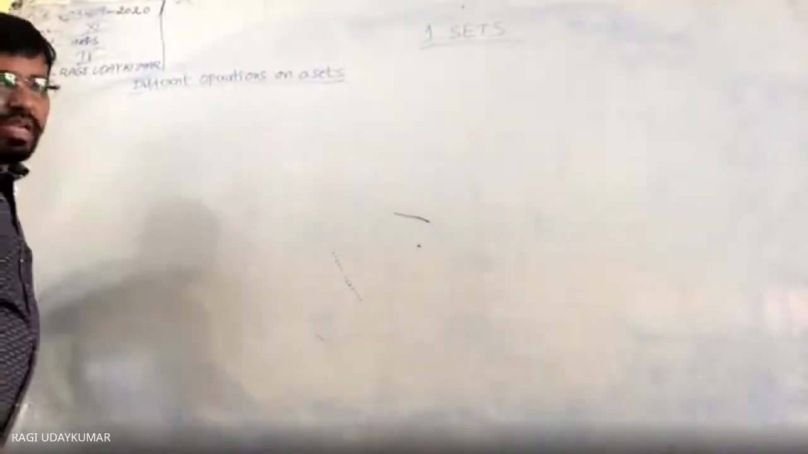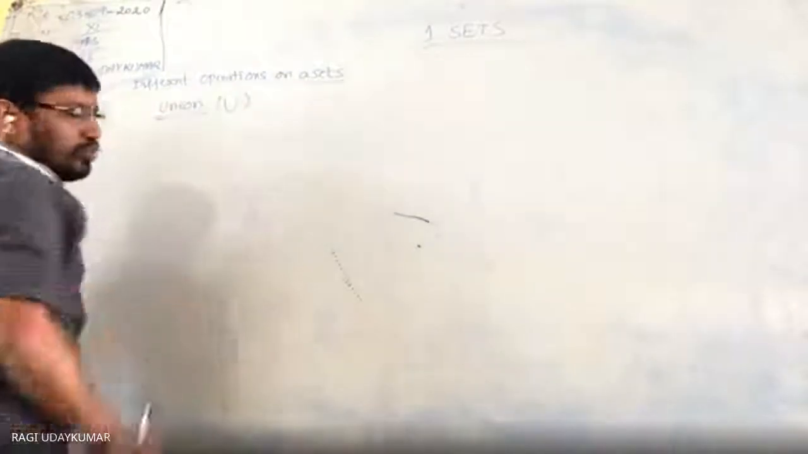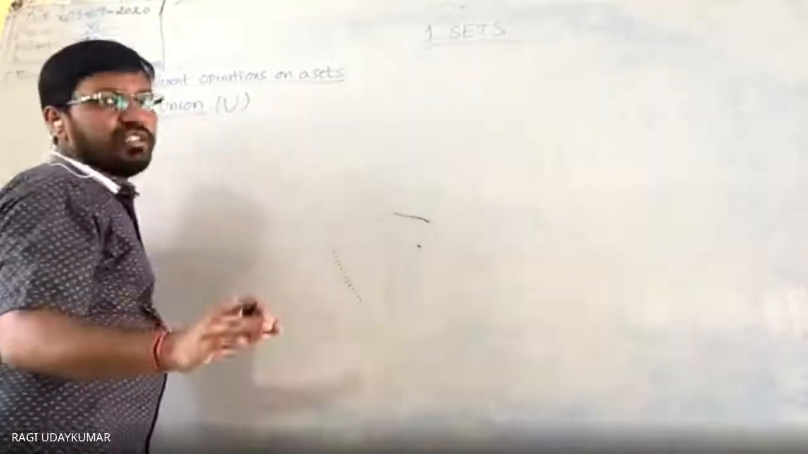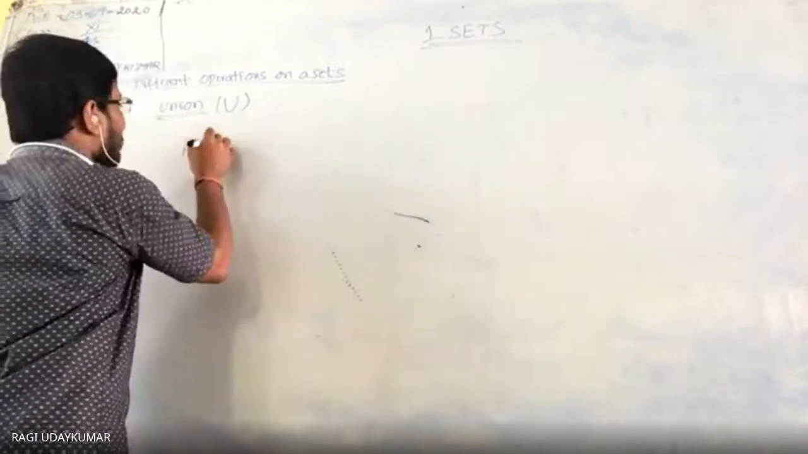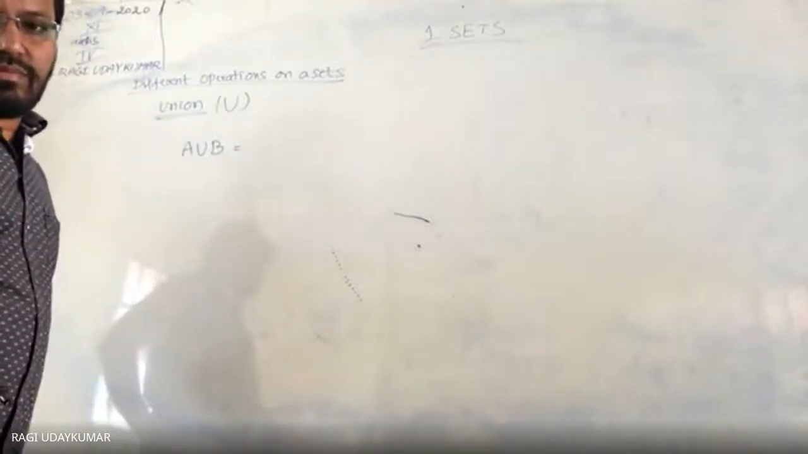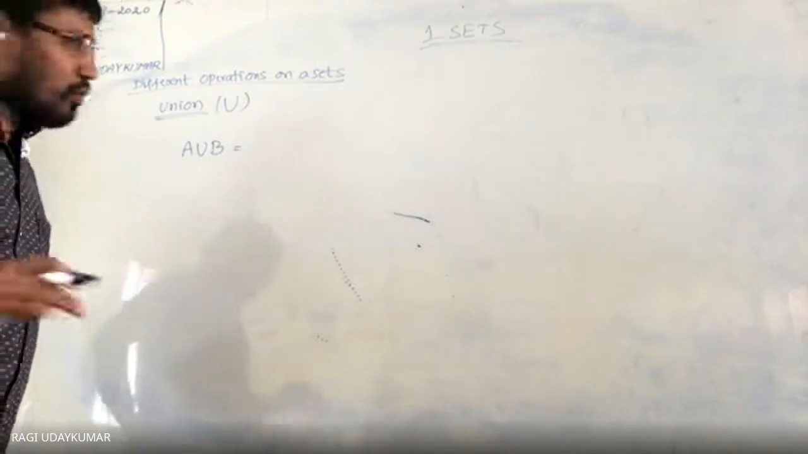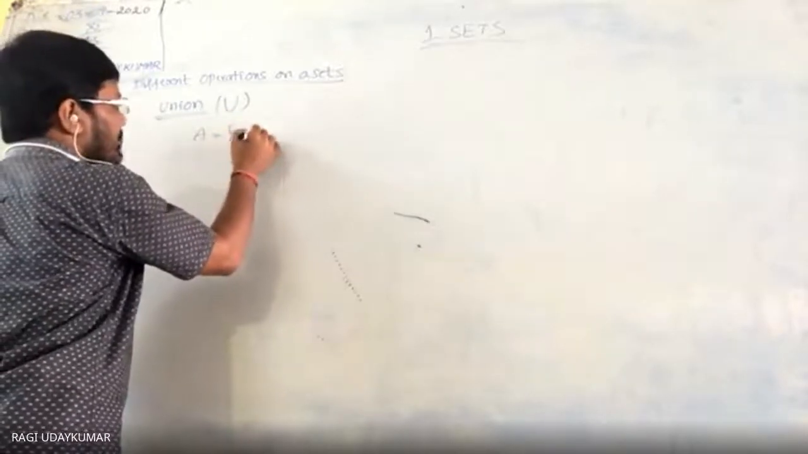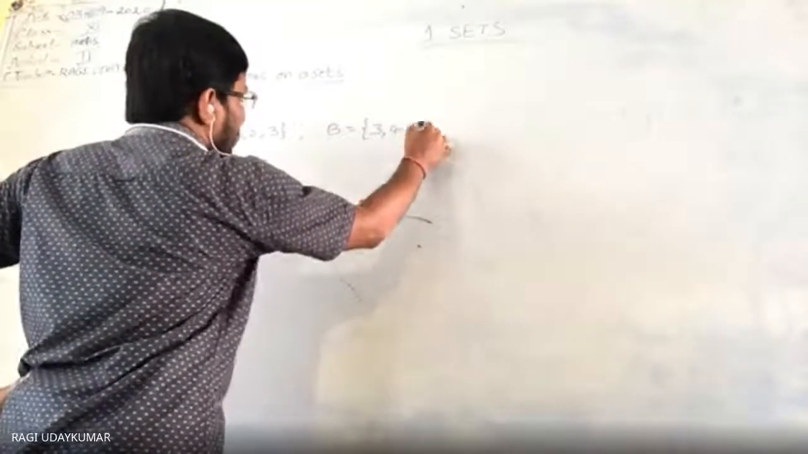The first one is union. The symbol for union is U. If A and B are the two sets you are considering, A union B is defined as all the elements of A as well as B. For example, let A be the set containing 1, 2, 3, and B be the set containing 3, 4, 5, like the previous example.